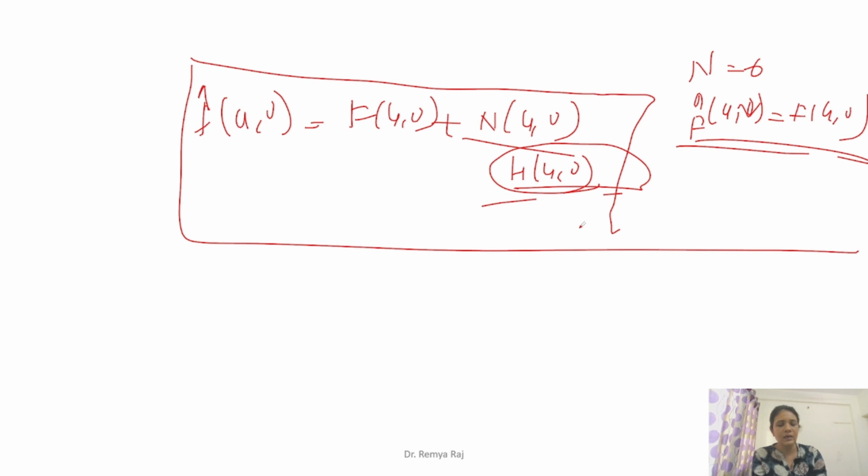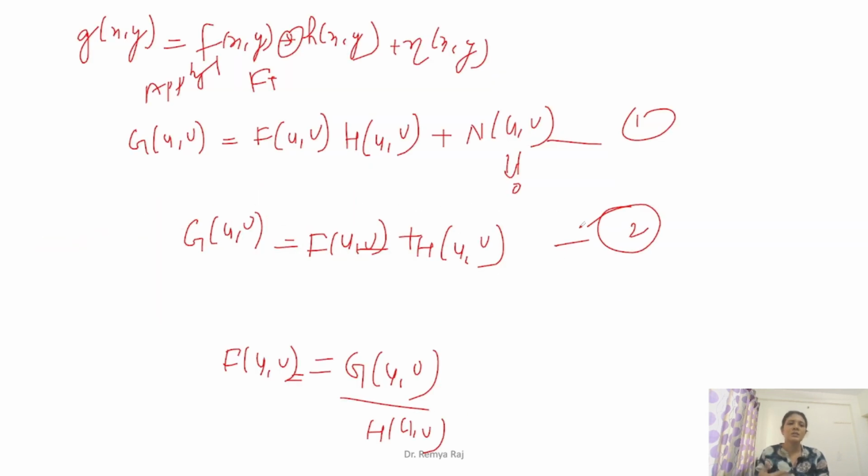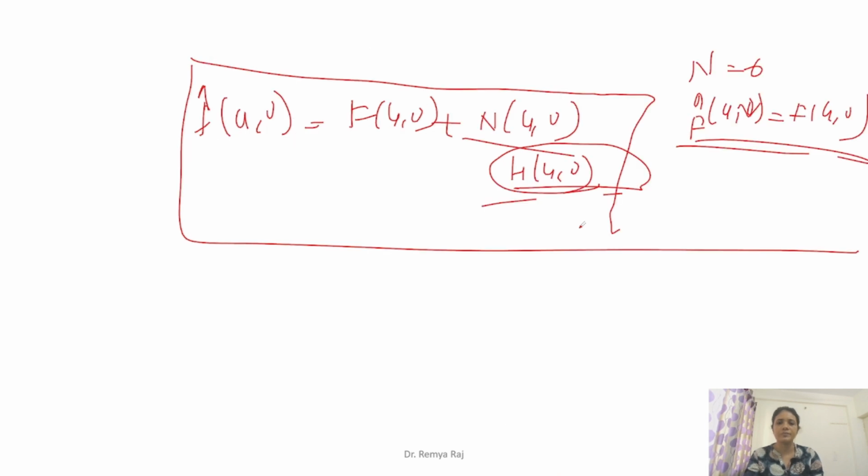So to get the estimated image as that of the original image, the only thing we can do is reduce the noise or make the noise 0. I hope you understood what is meant by inverse filtering. Basically, we apply a filter in order to get the estimated image f cap of x comma y. I hope you understood this derivation. Thank you.